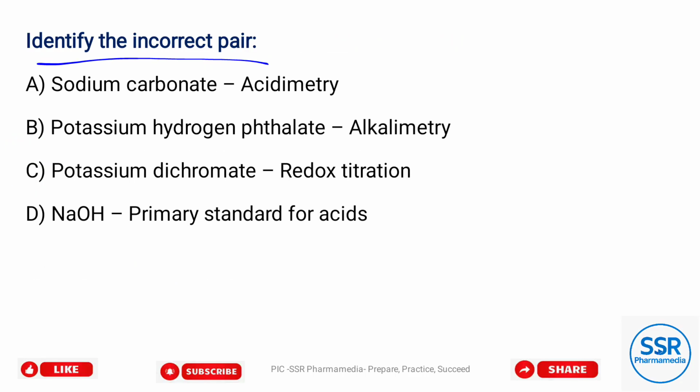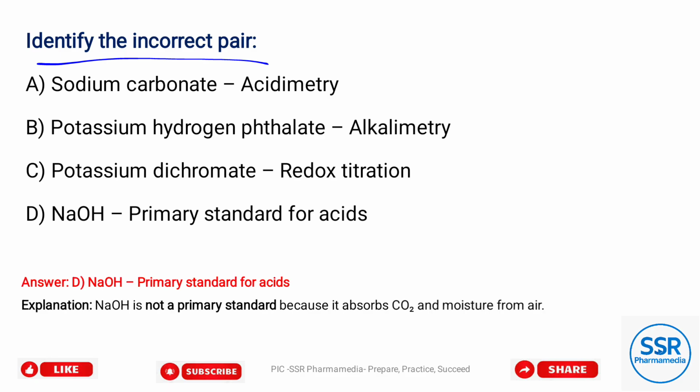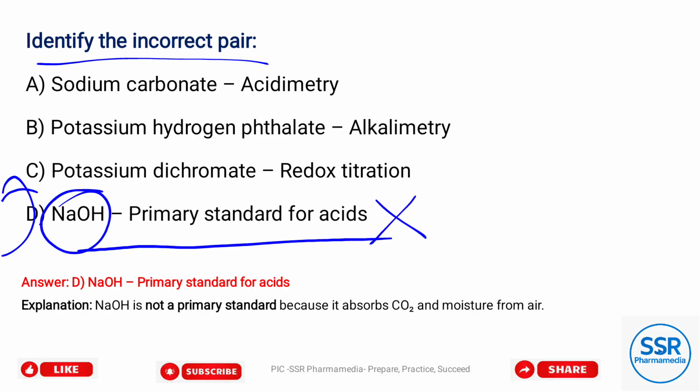Identify the incorrect pair. So the answer is option D: sodium hydroxide is a primary standard for acid. It is wrong, because sodium bicarbonate is used as a primary standard for acid, not sodium hydroxide. So option D is the correct answer, as it is the incorrect pair.